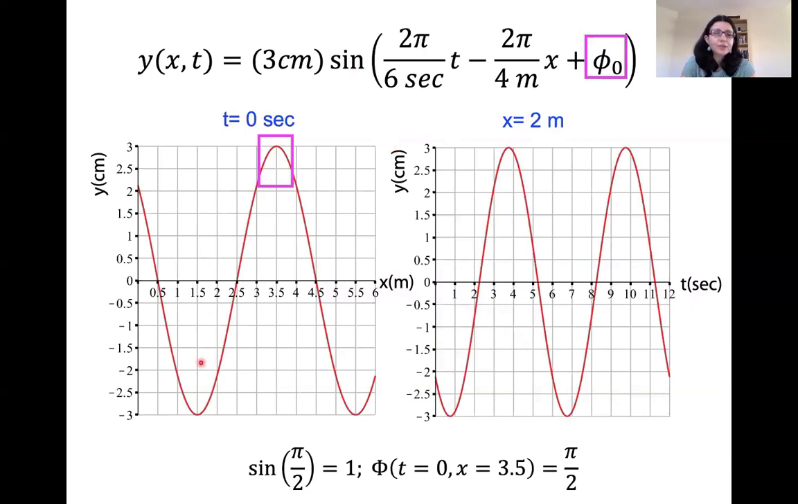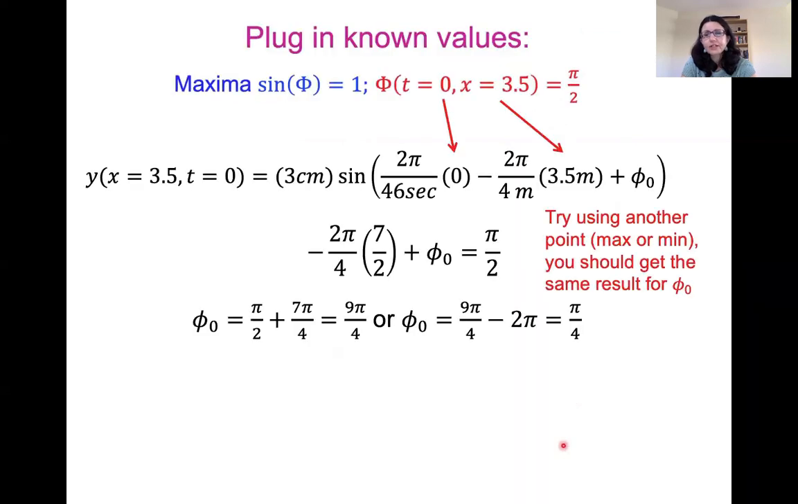So if you chose this point to work with, and then you set everything inside to 3 pi over 2, you should get exactly the same phase constant. There's nothing special about choosing this, or you could have chosen this point or that point and worked through the math. So I suggest you try to use another point and make sure you arrive at the same result.